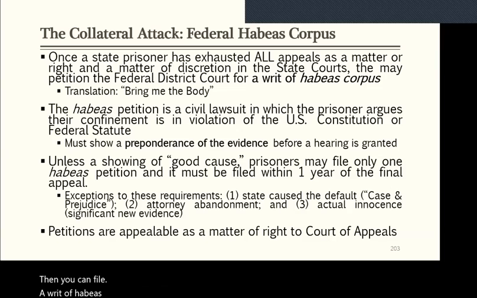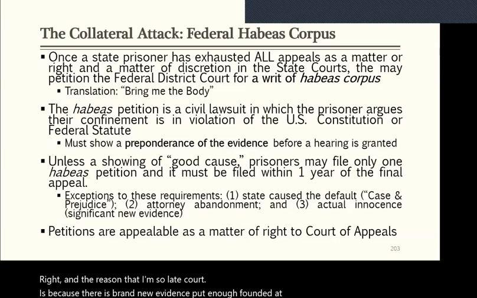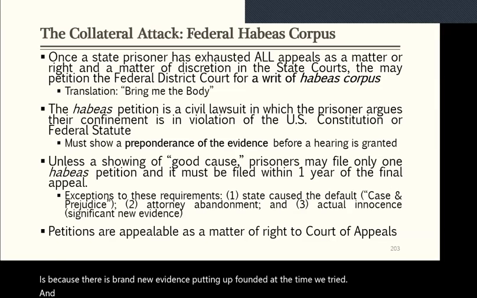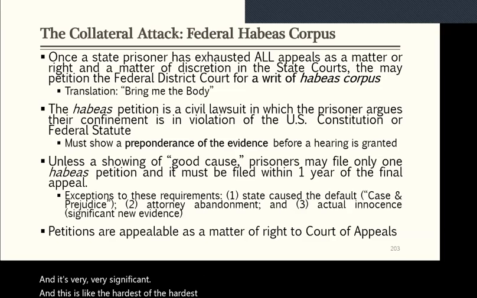And you can say, I'm actually innocent, right? And the reason that I'm so late to court is because there's brand new evidence, we couldn't have found it at the time, we tried, and it's very, very significant. Now, this is the hardest of the hardest to prove, right? It does happen, but very, very rarely.